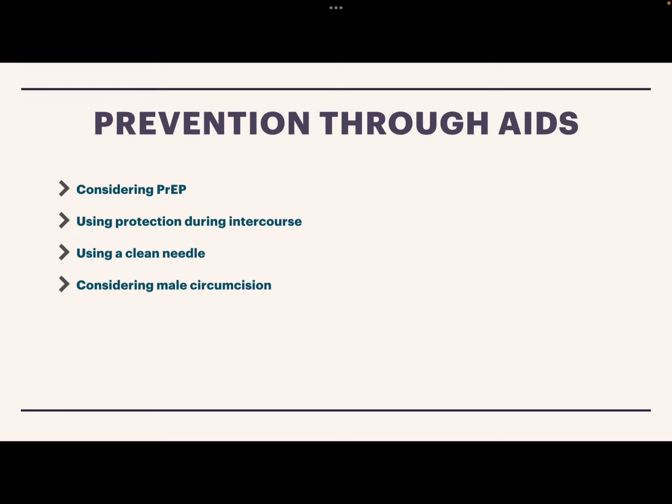Now, what are the preventive measures through AIDS, or the preventive measures that we have to take just so that we don't get AIDS? So, it is considering PrEP, using protection during intercourse, using clean needles every time, and considering male circumcision. There are many more, yet I am only displaying these few, because there was a lot.